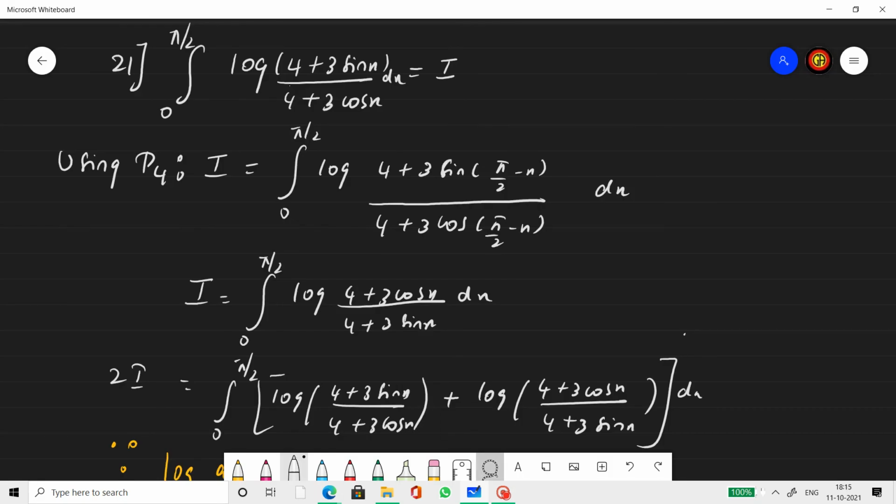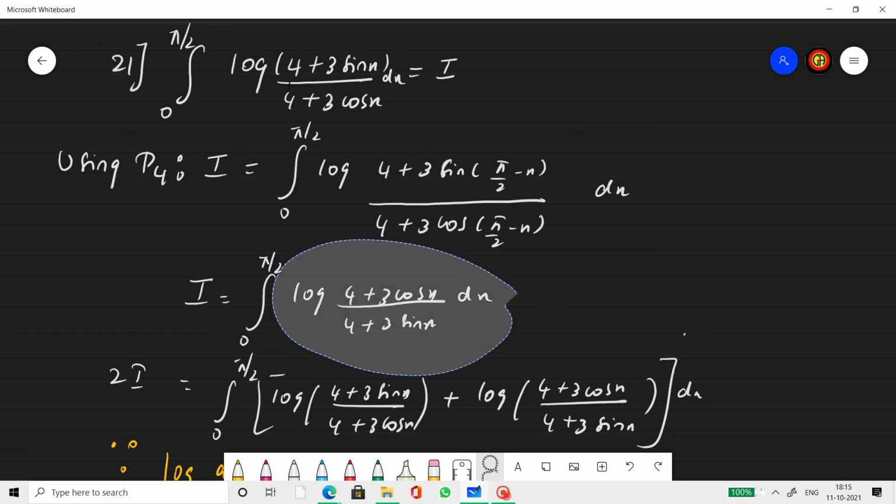Question number 21. Integrating 0 to pi/2 log (4 plus 3 sin x)/(4 plus 3 cos x). So I'm going to consider that as I. Using property 4, x becomes pi/2 minus x, and sine of (pi/2 minus x), so sine of (90 minus theta) is cos x. Cos of (pi/2 minus x) is sin x. So this is what we get after we finish applying the property.